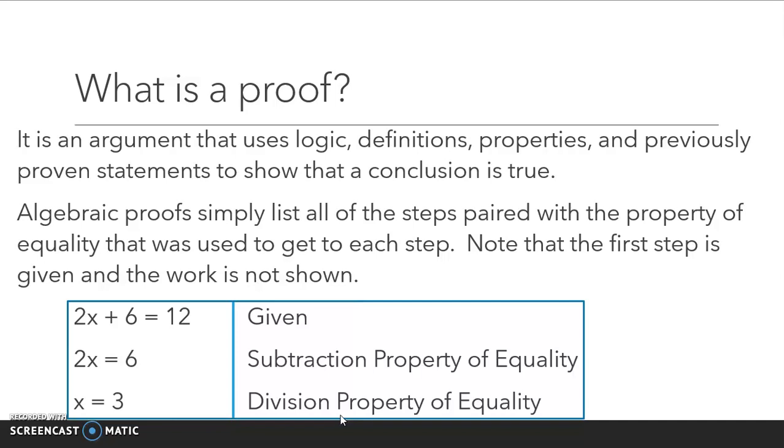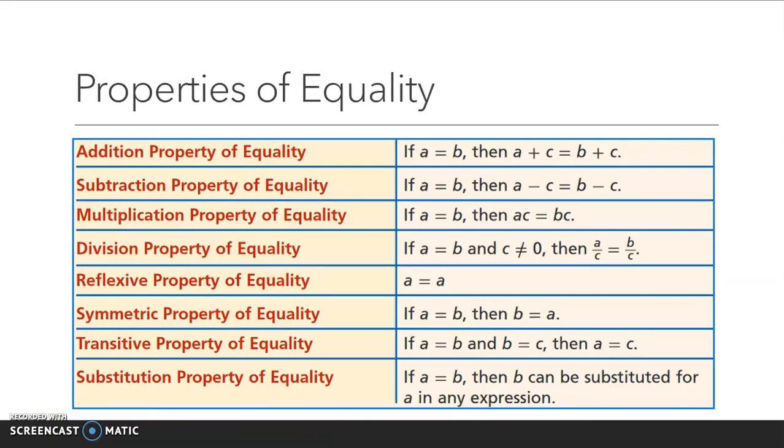So let's take a look at the properties of equality that we're allowed to use in algebraic proofs. Okay, these algebraic properties are properties that you're allowed to use anytime you're creating an algebraic proof, and some of them are going to be very familiar. The addition property of equality just allows you to add something to both sides of the equation. Subtraction allows you to subtract something. Multiplication allows you to multiply both sides of the equation by a number. Division allows you to divide both sides of the equation by a number. So those are the familiar ones.